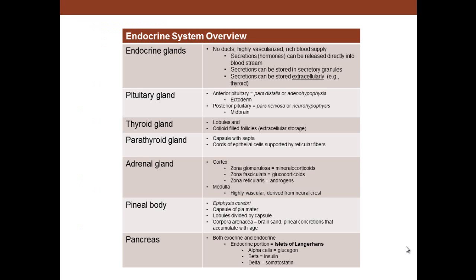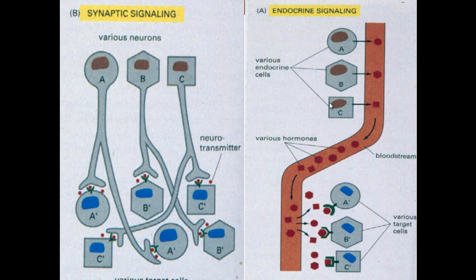So here we can see the endocrine glands that we'll be talking about: the pituitary gland, the thyroid gland, the parathyroid gland, adrenal gland, pituitary, and the pancreas. And these are some characteristics of these that we'll be learning along the way.